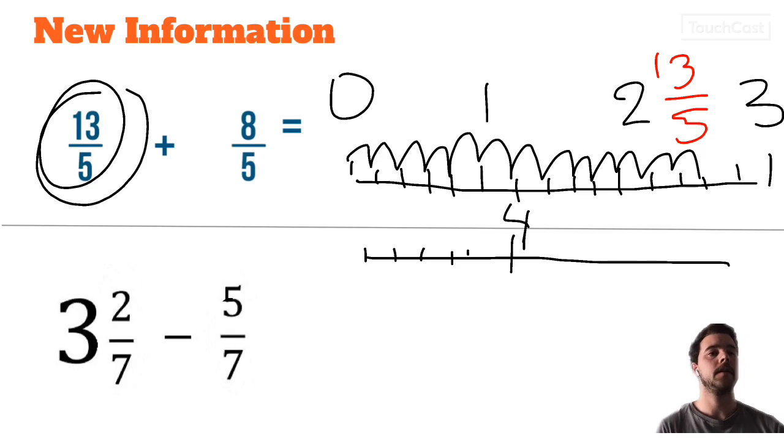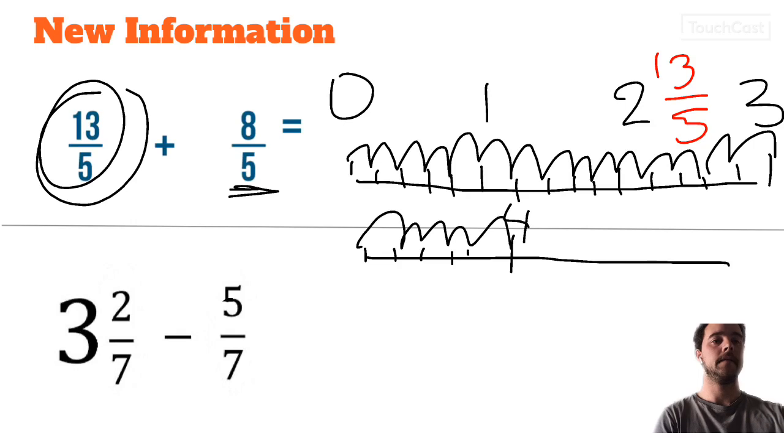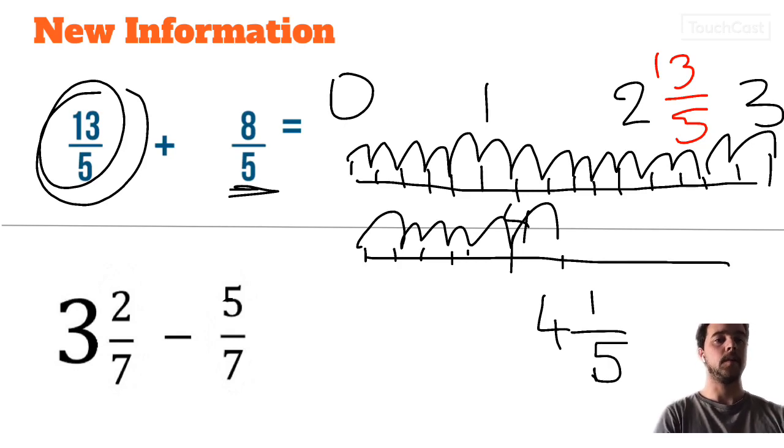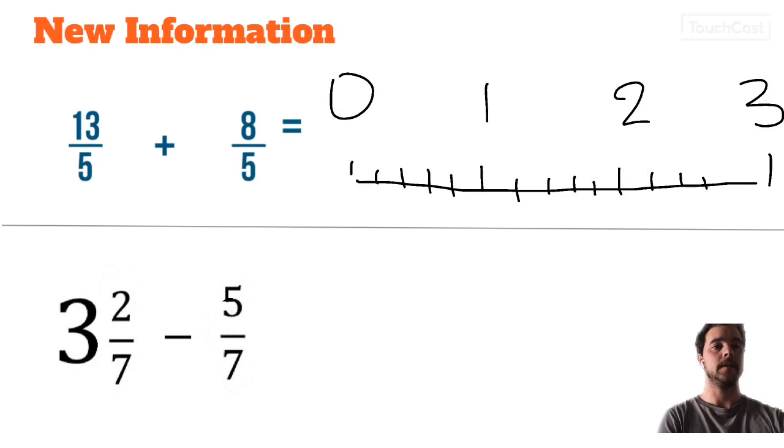So once we've got 13/5, we can then use our sections that we've drawn on to add on the 8/5. So we can go 1, 2, 3, 4, 5, 6, 7, 8 fifths is there. So we can see that it's 4 and 1/5. That's one way of doing that, using a number line. Another way you could do it, and the number line shows that you understand what's actually happening with the numbers.